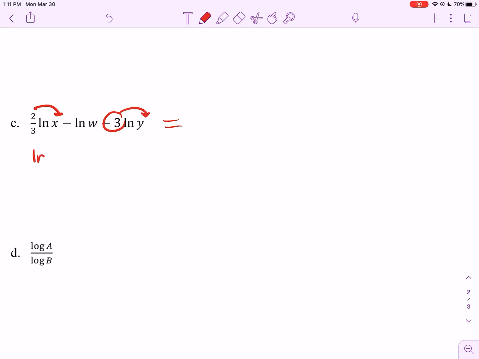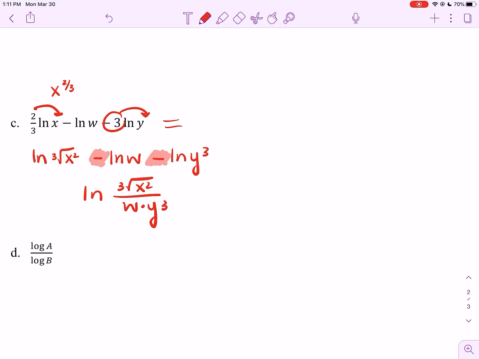We're going to have ln. This is the cube root of x squared. Remember, x to the 2/3 is like having a cube root with x squared. We have minus ln of w minus ln of y to the 3rd. Remember, we discussed in the video that anything with a minus, that's going to be division. So those terms will wind up in our denominator. As we write this as a singular log, we will have the cube root of x squared in our numerator, and that will be divided by w times y cubed.